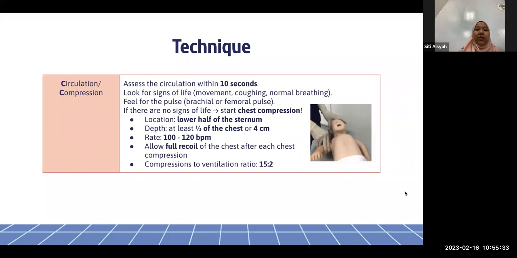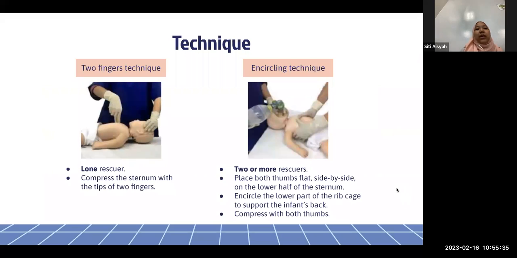Okay. Next. So there are 2 techniques that we can use for the chest compression, which is either the 2 fingers technique or the encircling technique. The 2 fingers technique is used when there is only a single rescuer. It is done by compressing the sternum with the tips of 2 fingers. And the encircling technique is done when there are 2 or more rescuers.